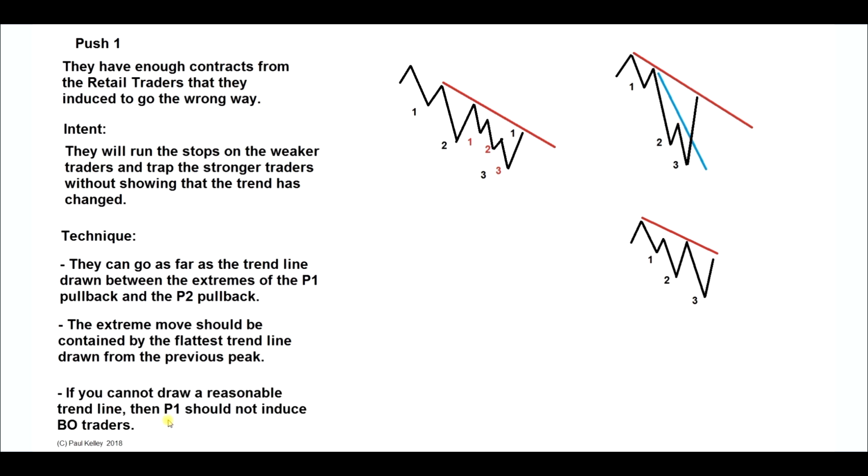Okay. Now then, if you can't draw a reasonable trend line, then push 1 will not induce breakout traders. That means like you just got a mess over here, a flat mess. Through A's, it's just been chop, chop, chop, chop. They break down, they come up, they won't induce breakout traders long. Or if it flips over the other way, they won't induce them short.